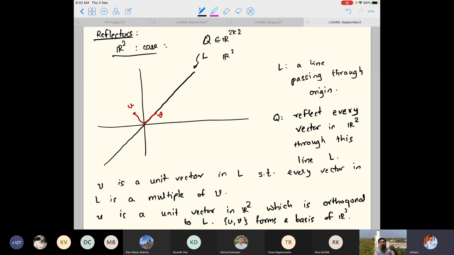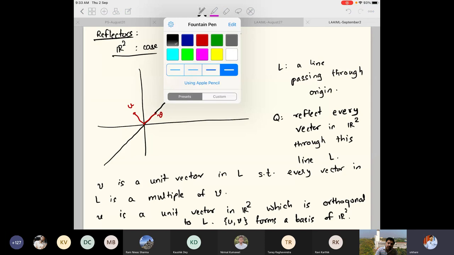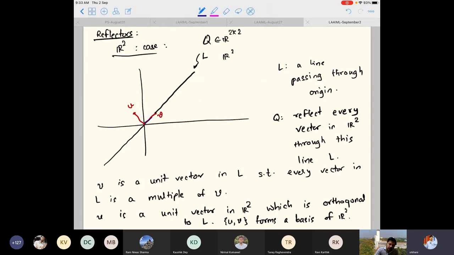If you see the reflection of V through the line L, what will happen to vector V? What is the reflection of V through this line? This is exactly the same as seeing your own reflection in the mirror, right? So where does this point go to? The reflection of V is V. And what is the reflection of U? Minus U. Correct. So the reflection of V is V and the reflection of U is minus U.